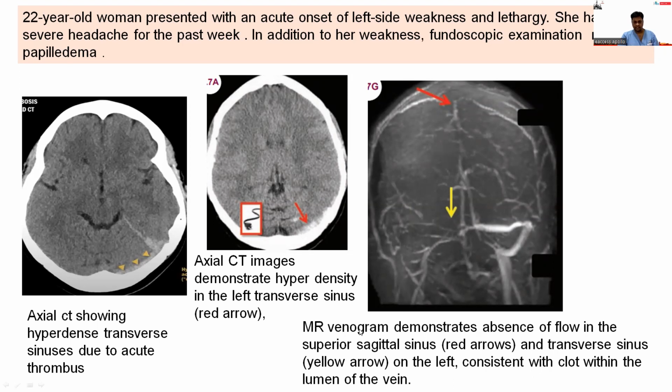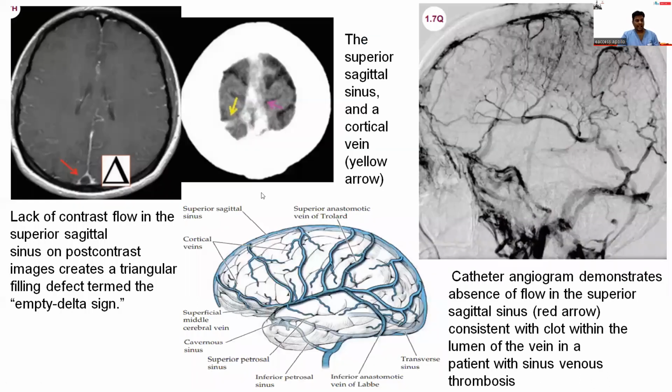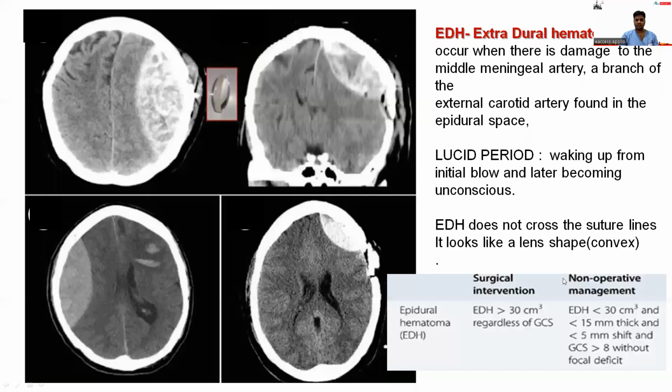And for this, MR venogram was done, and it showed absent flow in the superior sagittal sinus on the left side. This is the left side, this is the right side. This red arrow shows cutoff of the superior sagittal sinus, and also there is an empty delta sign, which is characteristic of cerebral venous sinus thrombosis. And this catheter angiogram also shows the superior sagittal sinus thrombosis.